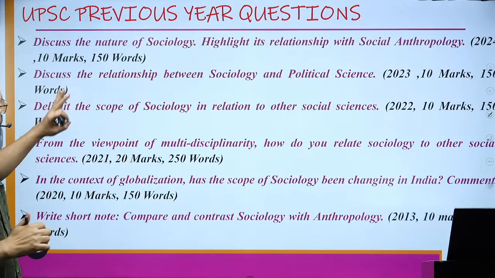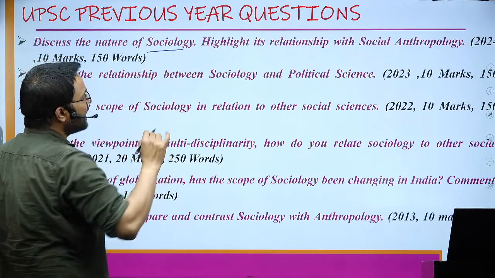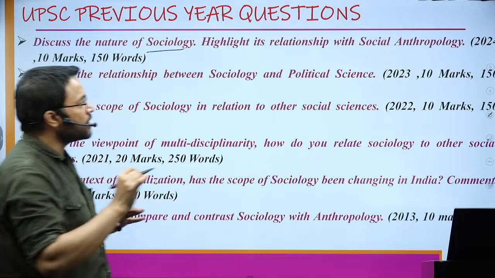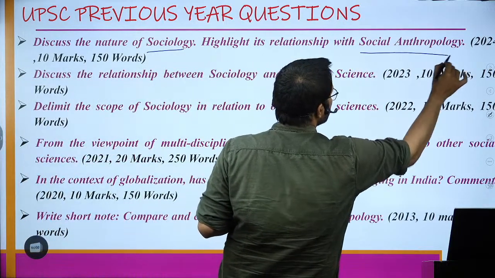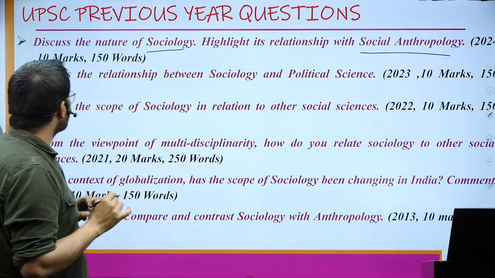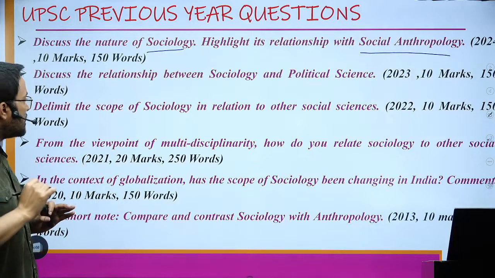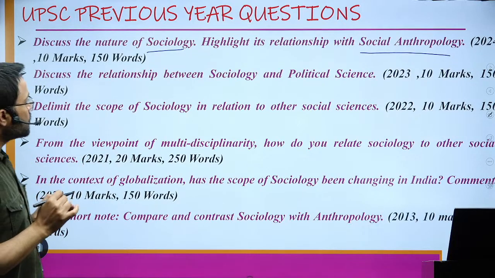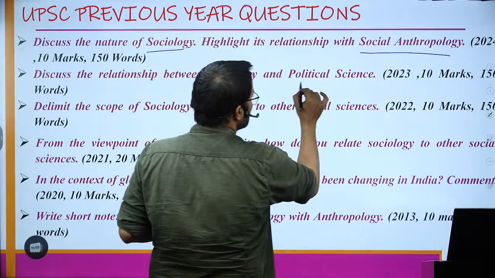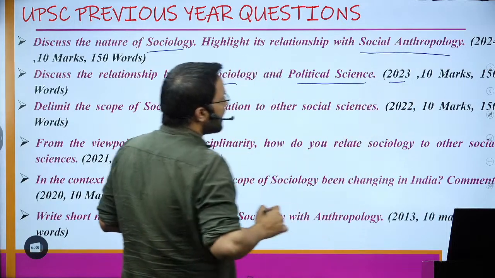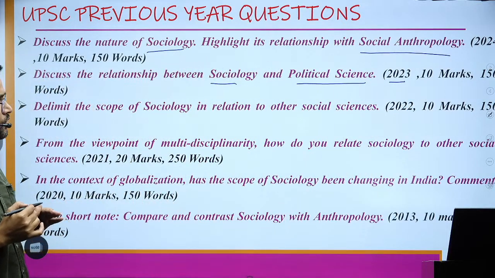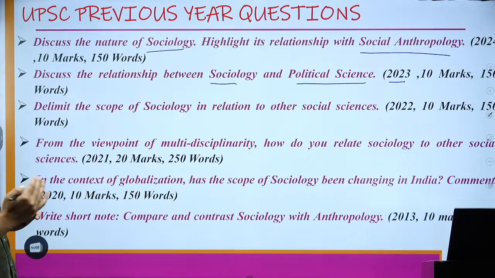Discuss the nature of sociology and highlight its relationship with social anthropology. Social anthropology, 2024, 10 marker, 50 words. So recently only this question was asked. Then discuss the relationship between sociology and political science. In 2023 it was asked, a short note kind of question, 10 marker, 50 words. So in the last 2 years they have been asking questions from this particular topic.